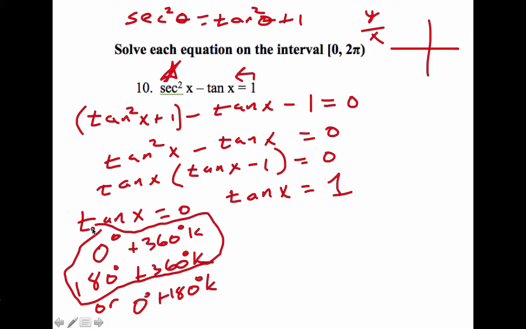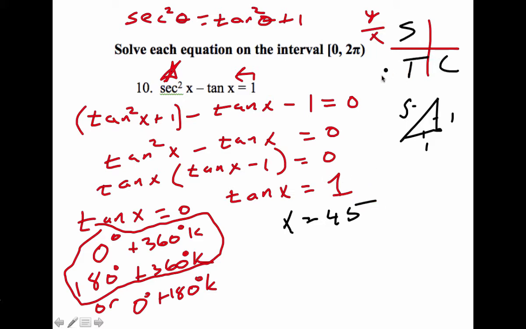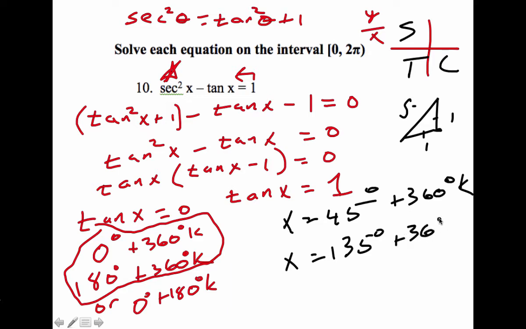And then the other one, when is the tangent equal to 1? If you do inverse tangent of 1, and if you think about, well, when is the opposite over the adjacent equal to 1? You could do it on your calculator, or you could remember that we have a 1, 1, square root 2, and I think this is 45. And when is the tangent positive? STC, or 135. And then again, I could do both of these plus 360k.